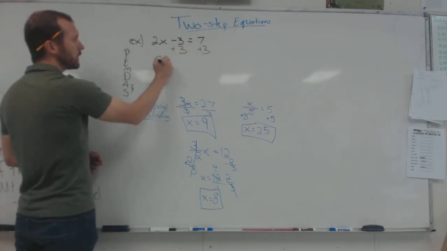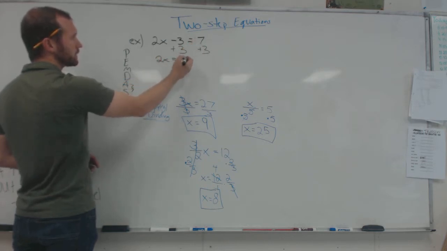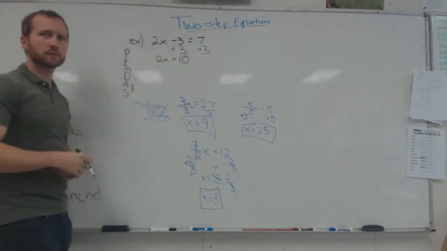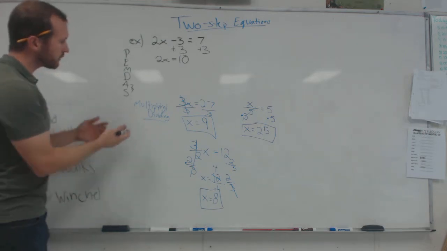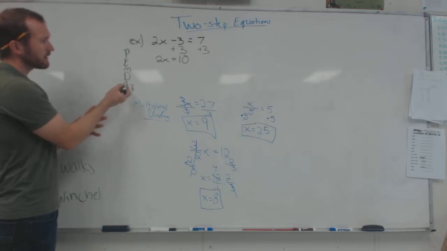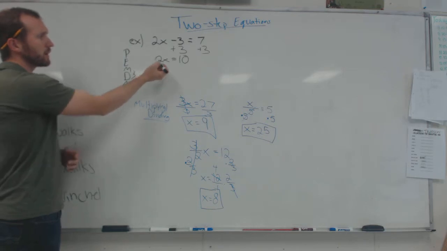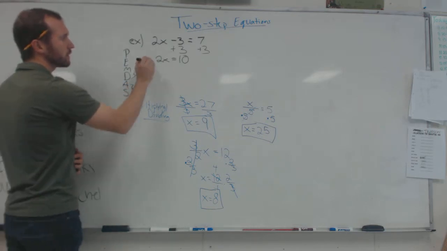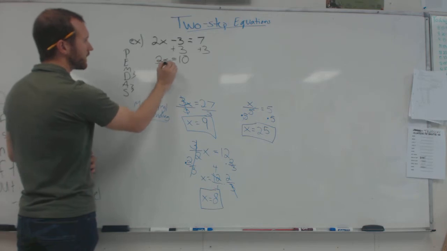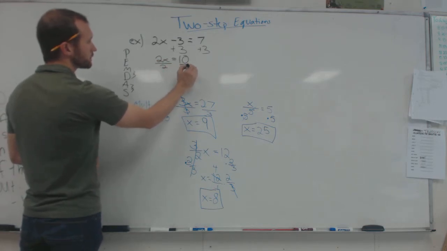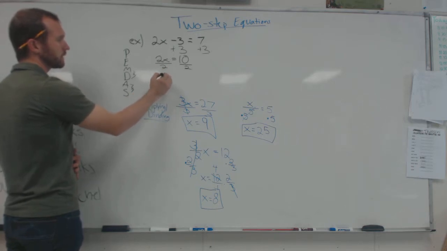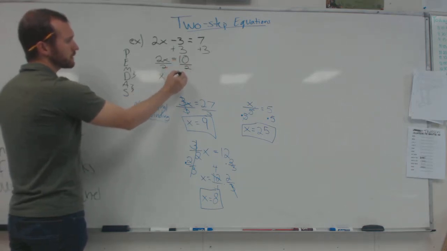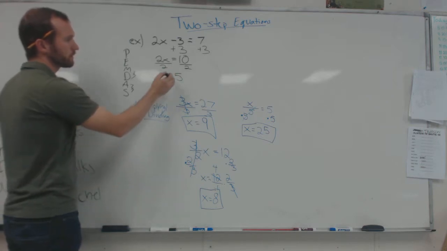Now we have 2x equals 10. You guys know how to solve that. But if we pay attention to PEMDAS, we did our addition and subtraction. Now we're going to do our multiplication and division. So we have 2 times x. What do we need to do to get x alone? Divide by 2. 2x divided by 2 is x, and 10 divided by 2 is 5.